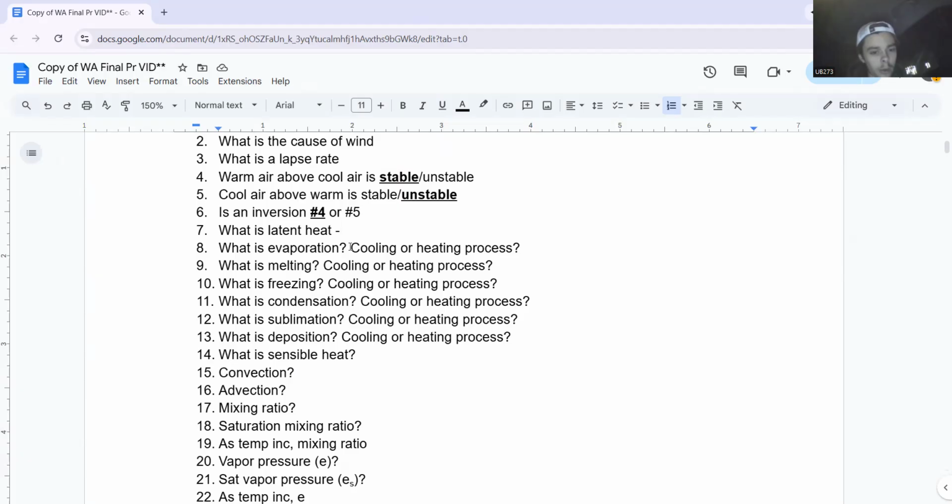Sublimate, or I skipped one, sorry. Condensation is going from a gas to a liquid. And that is a warming process because the parcel itself is decreasing in temperature, yet it is warming its environment. Sublimation is going from a solid to a gas.